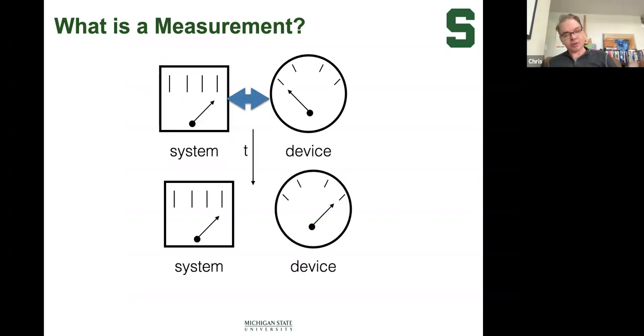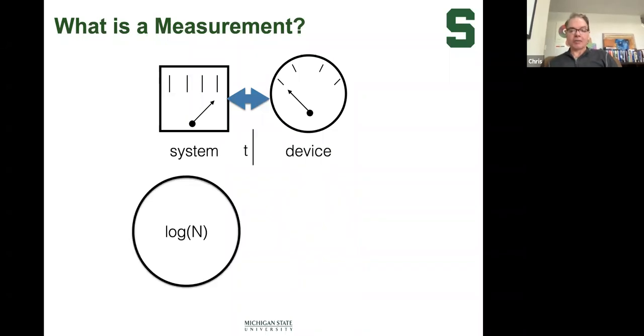After the interaction, which is of course not a random interaction but a very specific interaction that you have to do when you're doing measurement, you want the device to reflect the system. Here I showed that the needle points in the same direction. That's really it. That's a classical measurement. You extract information about the system. In a sense, it's a copying operation: you're copying the state of the system onto the state of the device.